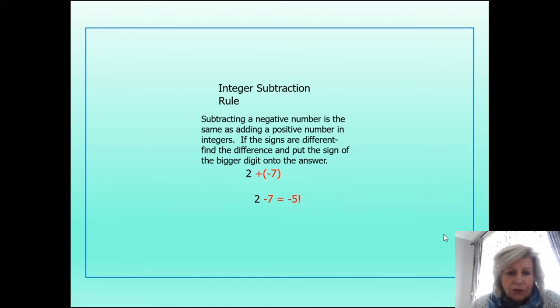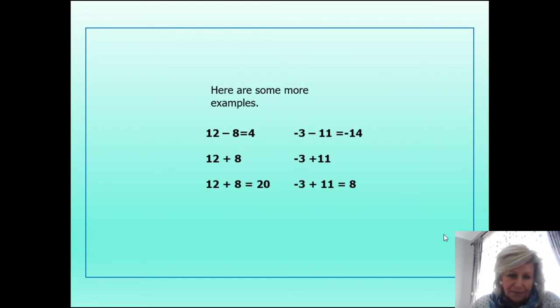Subtraction rules. 2 minus -7. So now, subtracting a negative number is the same as adding, but if the signs are different, find the difference, put the sign in front. Remember their brackets? Negative positive gives a negative. 2 minus 7 is -5.